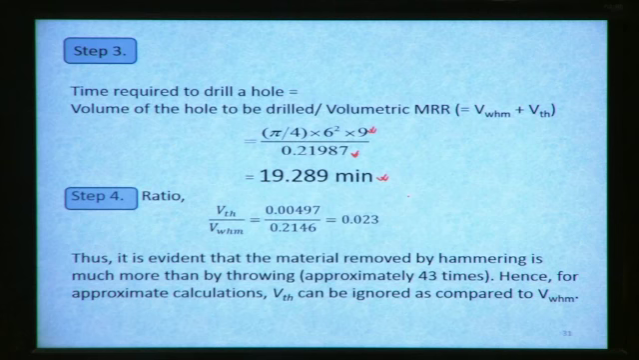Okay. So now the answer to the second question is the ratio of the volume of metal removed by the throwing model to the volume of metal removed by the hammering model. Okay. So here by both the values, it is coming as 0.023. So thus it is evident that the metal removed by the hammering model is much more than the metal removed by the throwing model, approximately 43 times. Hence, for the approximate calculation, the volume of metal removed by the throwing model can be ignored as compared to the volume of metal removed by the hammering model. Okay, thank you.